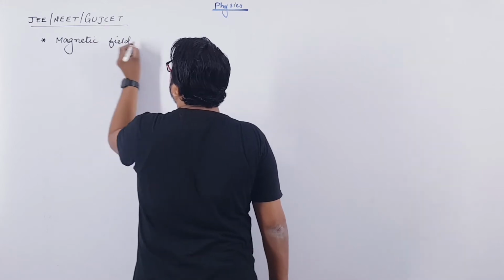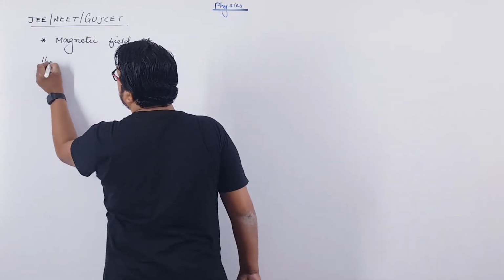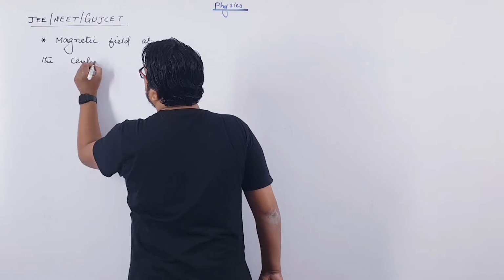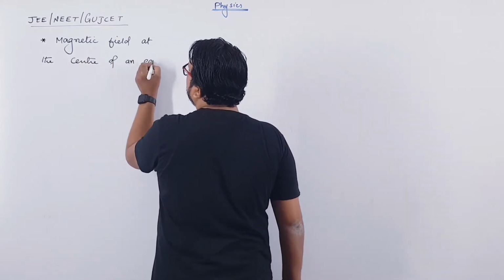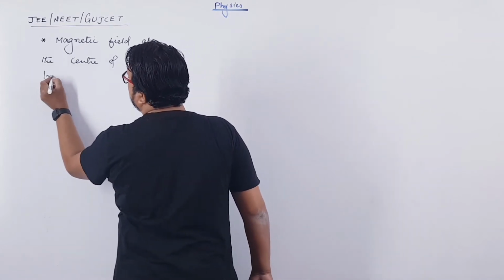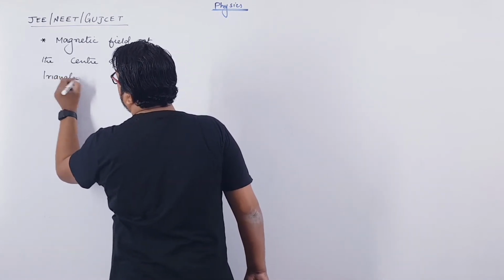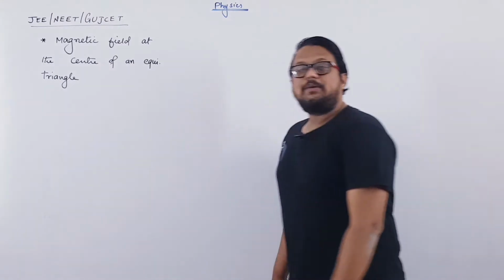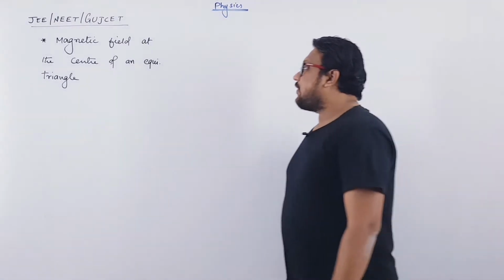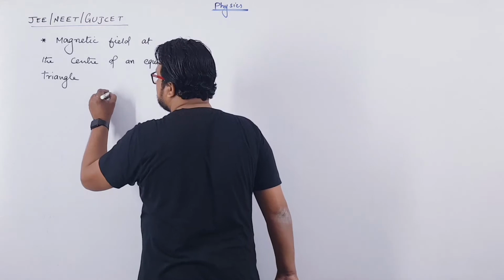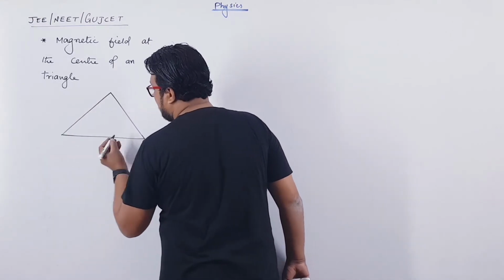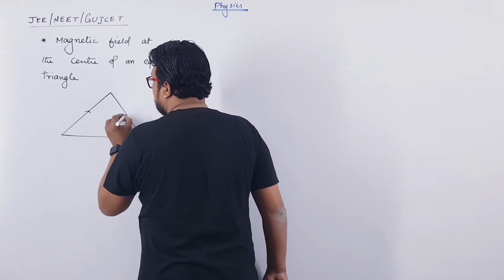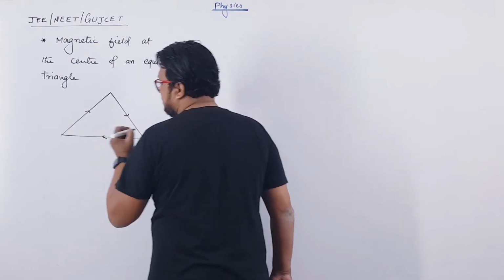Magnetic field at the center of an equilateral triangle. We want to find the magnetic field at the center of an equilateral triangle carrying current, okay? All these things you should know, or it will be given in the exam, right? Find the magnetic field at the center of an equilateral triangle carrying current in the same direction like this, right?